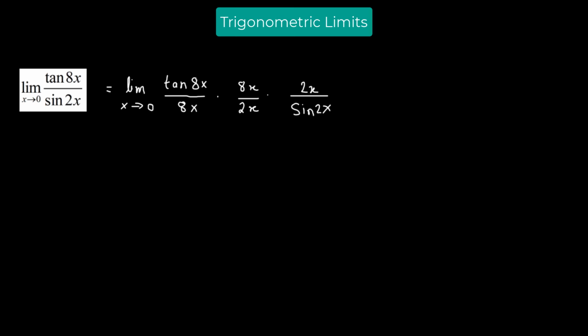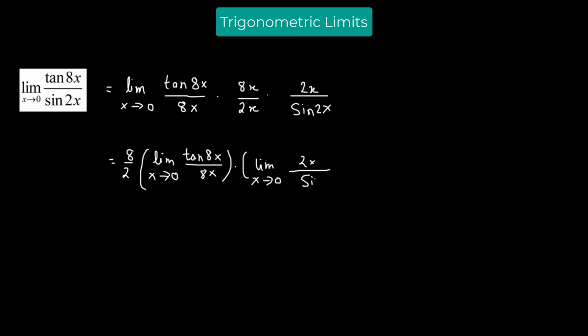So 8x over 2x is going to give us 8 over 2 times the limit. So we're going to calculate the limit of tan 8x over 8x, which is going to be our first limit, times the limit of 2x over sine 2x. So we have 8 over 2, which is 4, and the limiting values of the two functions, tan 8x over 8x and 2x over sine 2x, are going to be 1 at x going to 0. So our limiting value is equal to 4.